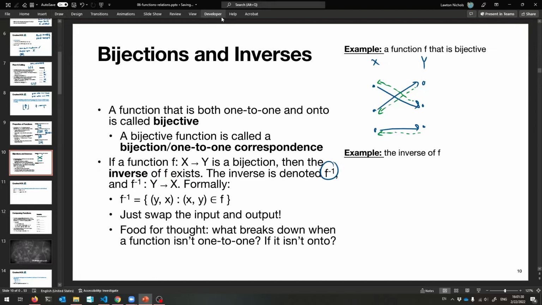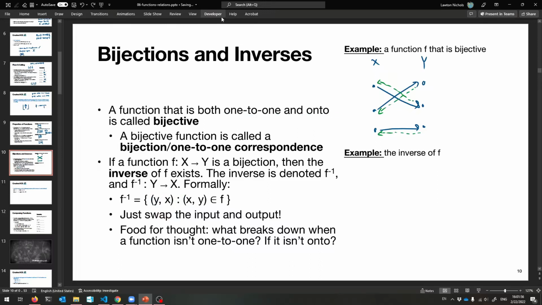It's f to the -1. That's how we write it usually. And it's opposite. It goes from y to x instead of from x to y, right? So the inverse is just flip all the pairs. Take x, y in f, every element that's being mapped to something, just flip them around, and you actually have another function, because you had this strong guarantee from being 1-to-1 and onto at the same time.